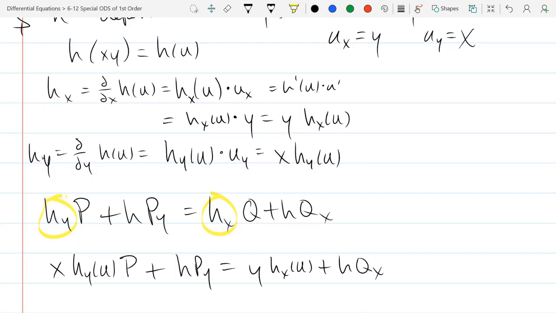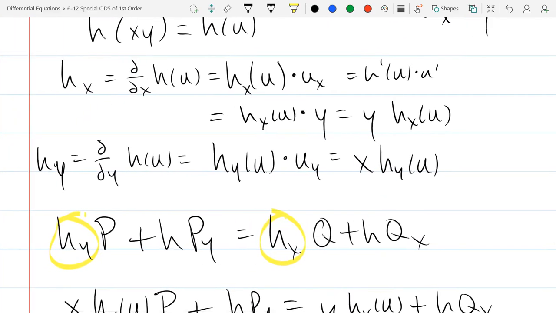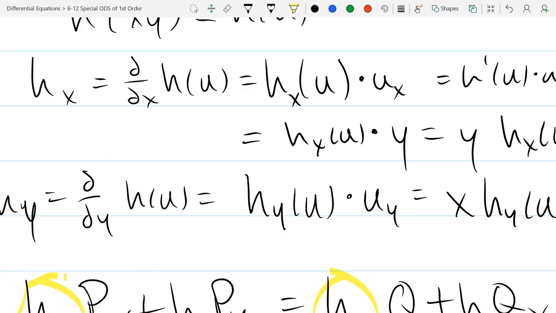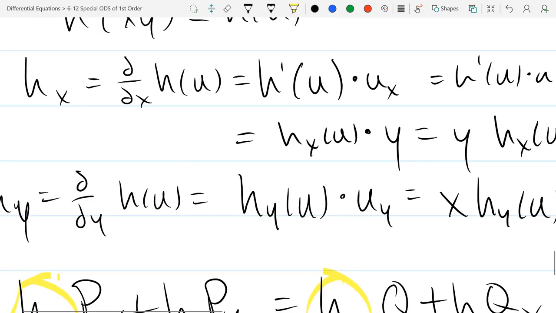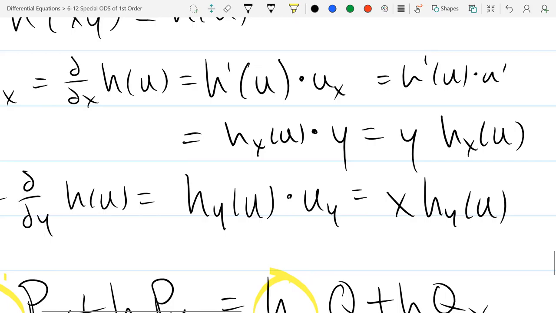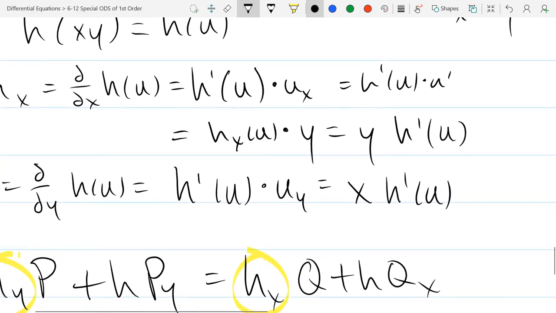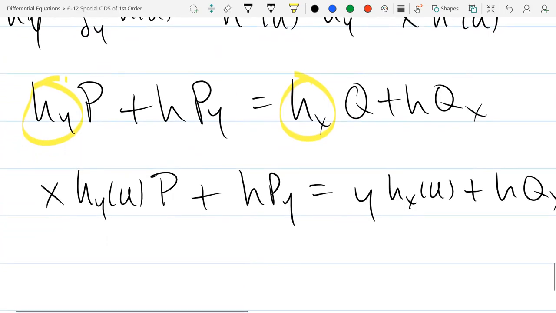We do have a slight problem. It's with the notation. So this H derivative right here, HX, it doesn't really make sense to write it like that because it's a function really of one variable, so there's just one derivative for it. There's not really an X and a Y separate derivative for it. It's just a function of U. So we're just going to write it as H prime of U, and then we'll do the same thing. It doesn't really make sense to have a Y derivative of H of U. So that means this is just H prime of U, and the other one is H prime of U.